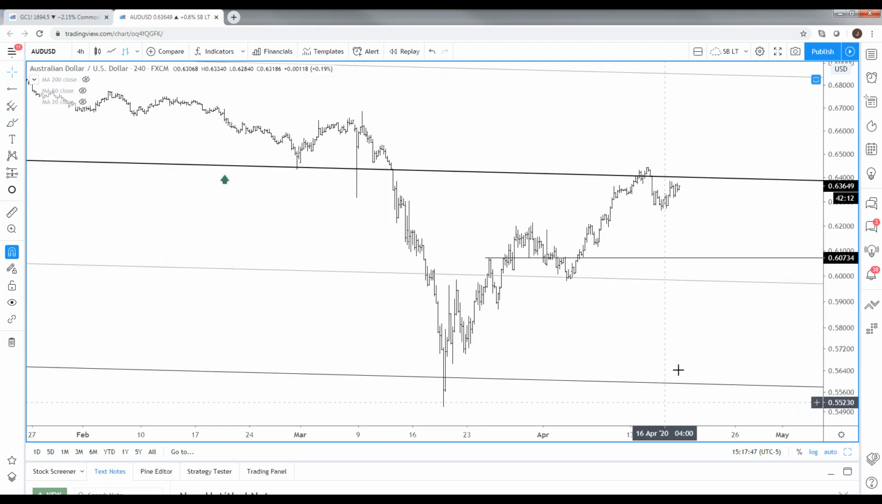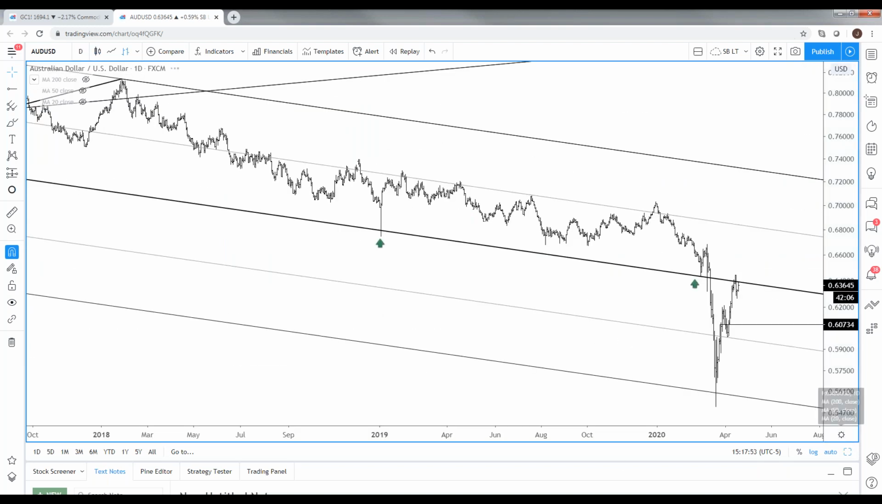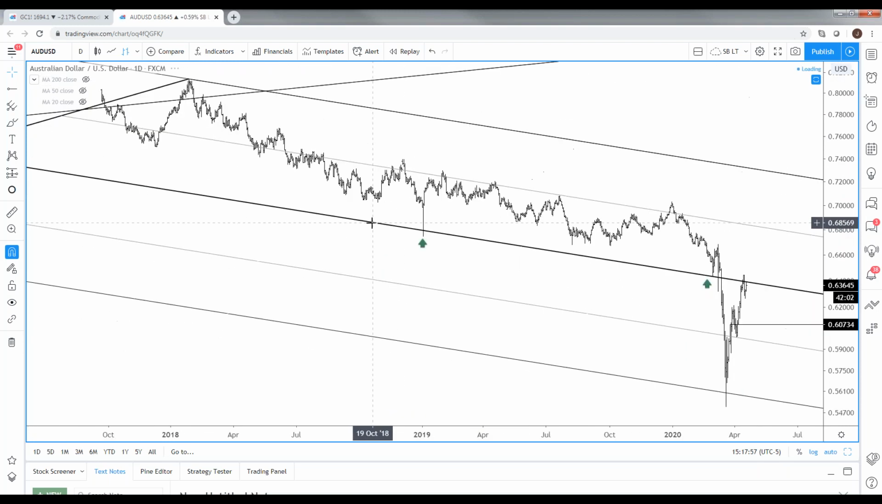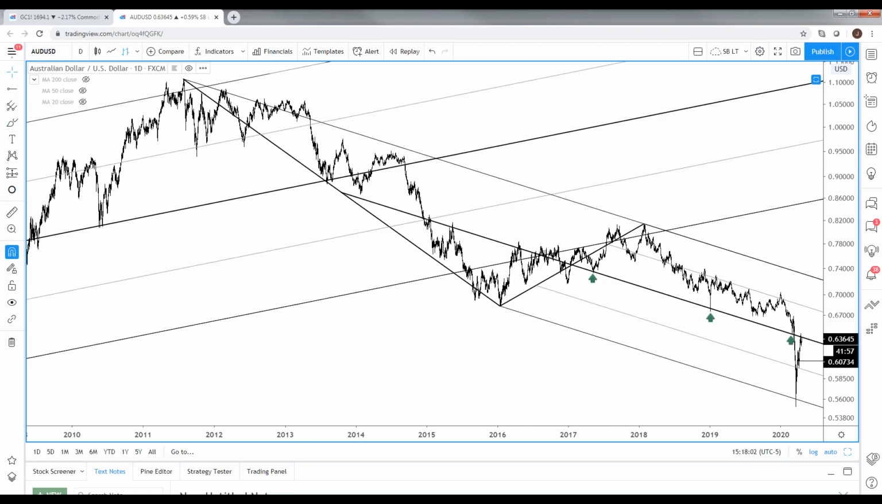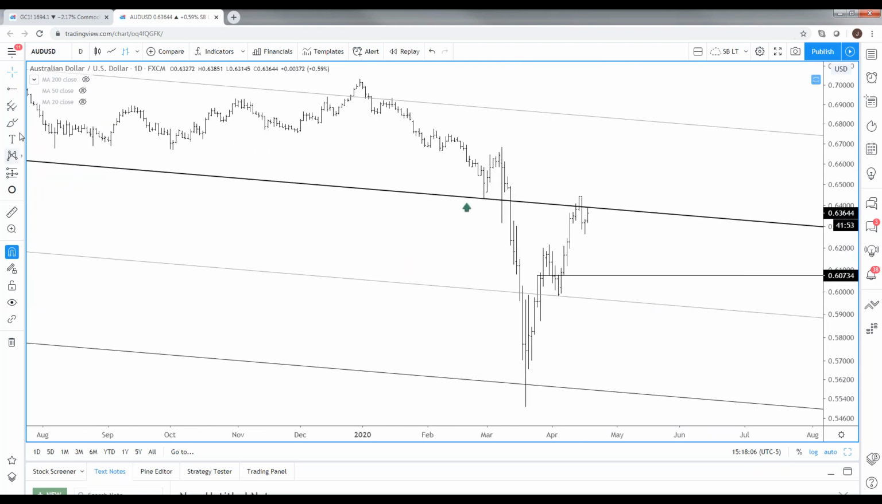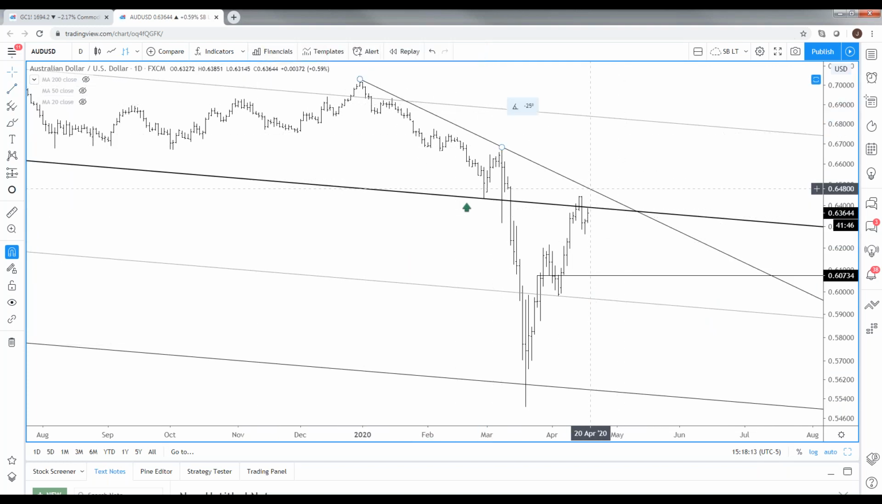Okay, Aussie. You know my sentiment here, right? Great spot to short, based mostly on the fact that you've hit the center line that goes back to the 2011 high, right? I suppose if we got a little more of a pop next week, then 64.80 would be the level.